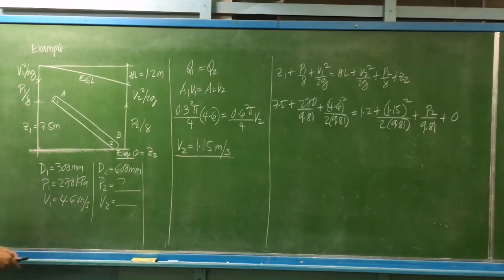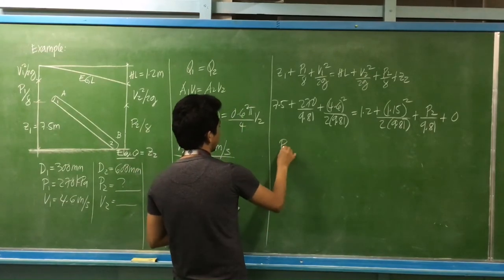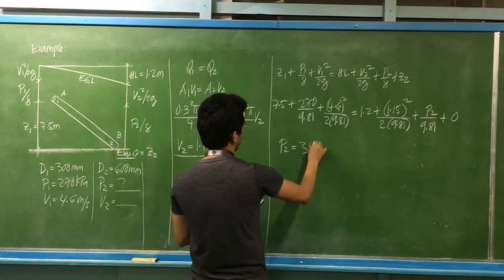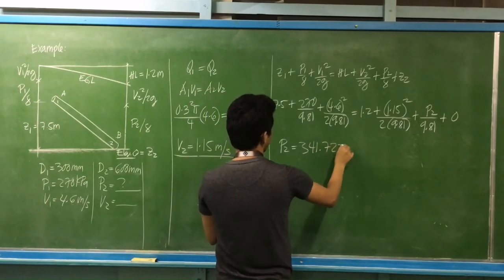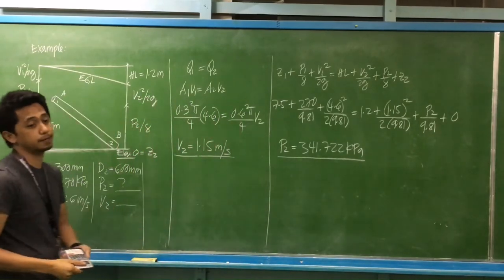So, computing for the pressure at point 2, the pressure at point 2 is equal to 341.722 kilopascals. So that is our pressure at point 2.